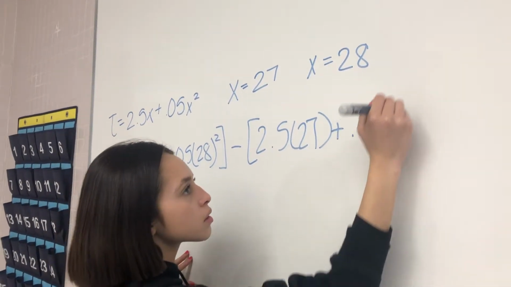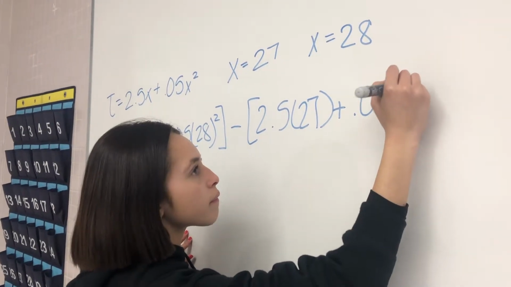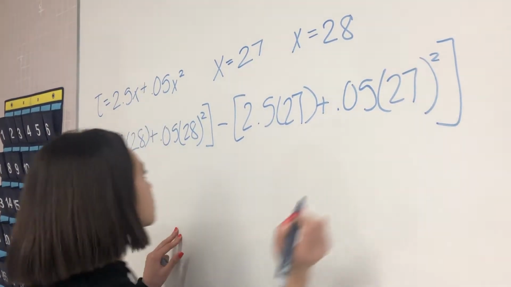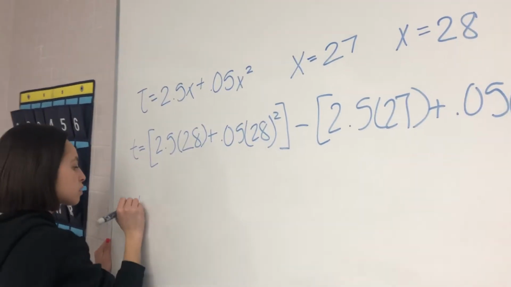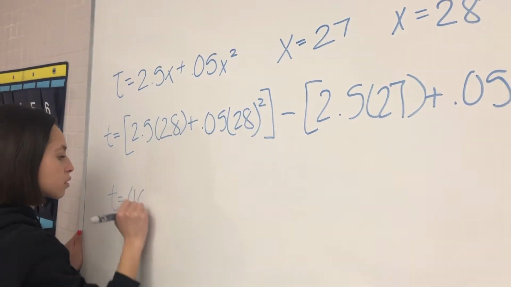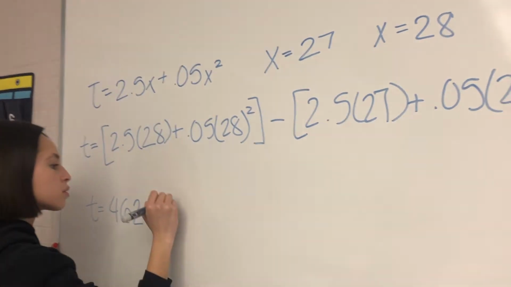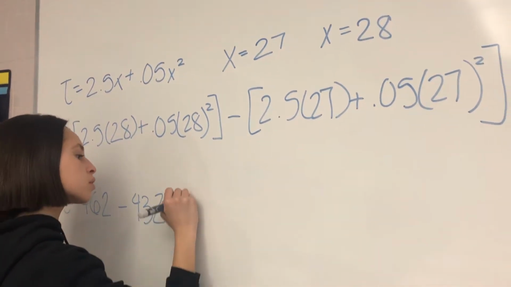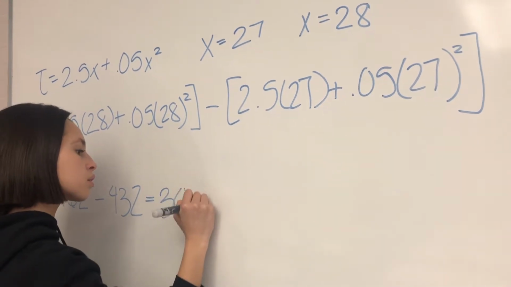To separate our different functions, we recommend using brackets to avoid confusion. After we subtract both functions with a calculator, we get that our first answer is 462 subtracted by 432, leaving us with 30 miles per hour.